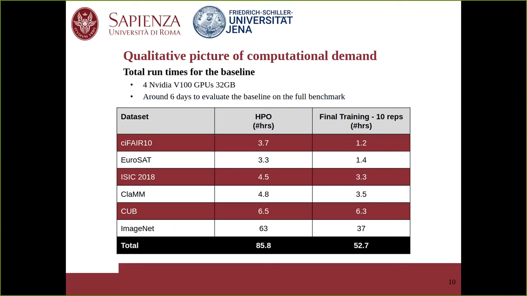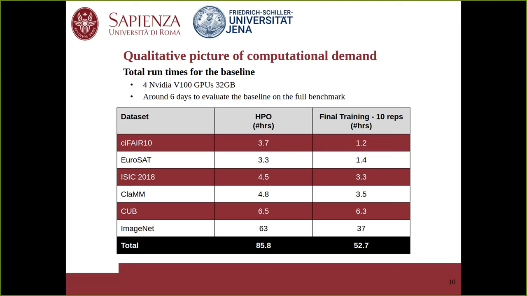Here, I just wanted to give you a qualitative picture of the computational demands. The total time to run a baseline with 4 NVIDIA V100 GPUs with 32 gigabytes is around 6 days. So a little bit more time to run HPO, and a little bit less to run the final training. Of course, as you can expect, ImageNet takes the biggest share of the time to run the training.